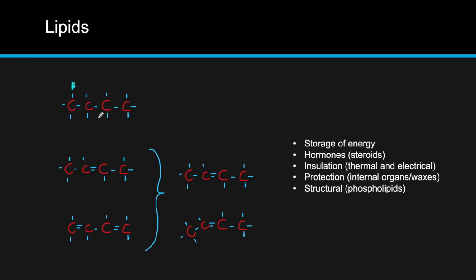So we have 3 different types of these chains. This is going to be a completely saturated chain. This is because every single carbon is surrounded by hydrogens. The clear indicator of this is single bonds. You will never find a double bond or a triple bond in a saturated chain.